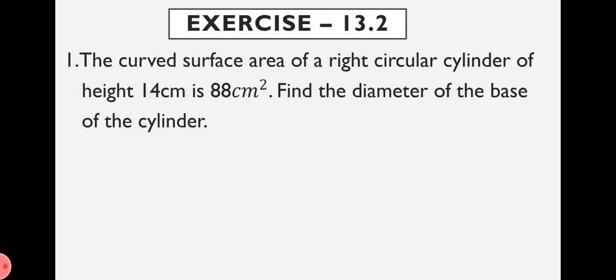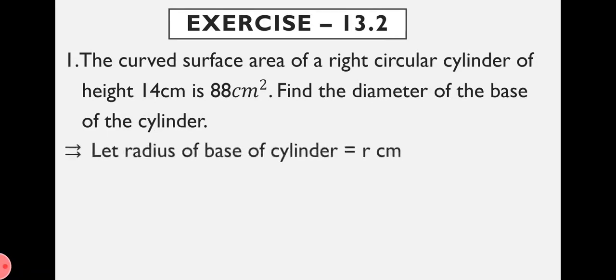Question number 1. The curved surface area of a right circular cylinder of height 14 cm is 88 cm². Find the diameter of the base of the cylinder. Now, according to the question, the curved surface area of the right circular cylinder is given as 88 cm². Also, the height of this cylinder is given as 14 cm. From that, first we use the formula of CSA of cylinder and find the radius, and from the radius we will find the diameter, as we have to find the diameter according to the question.